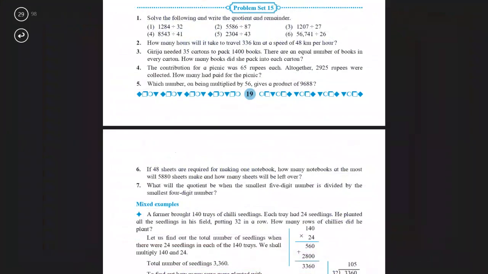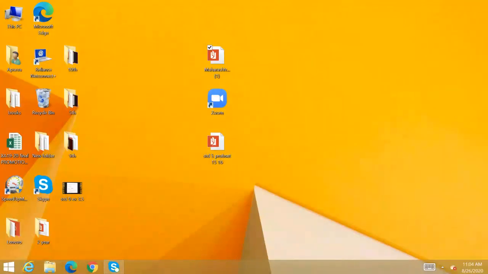Question number 4. The contribution for a picnic was 65 rupees each. So every person had to pay 65 rupees for going for a picnic. Altogether 2,925 rupees were collected. How many had paid for the picnic? So total amount that was collected for the picnic is 2,925. Each person paid 65 rupees. We have to find out how many people paid this amount.